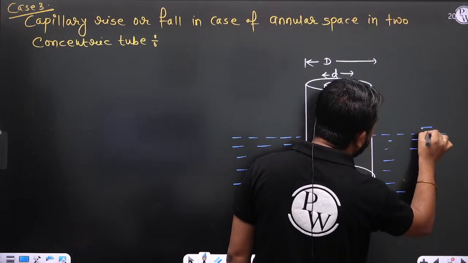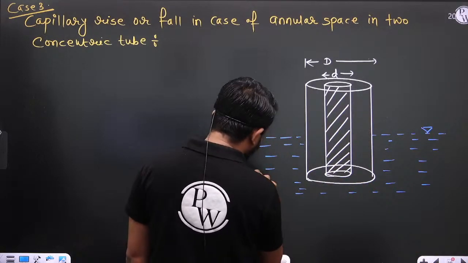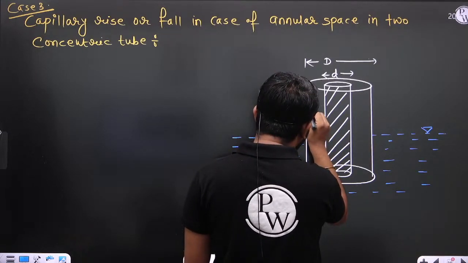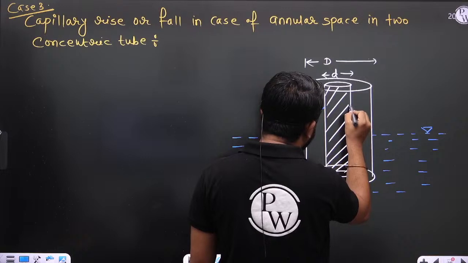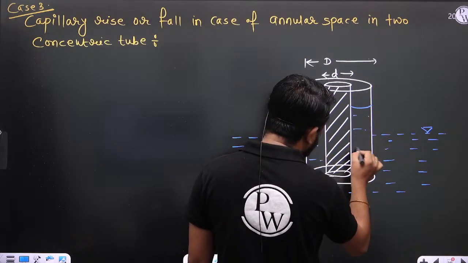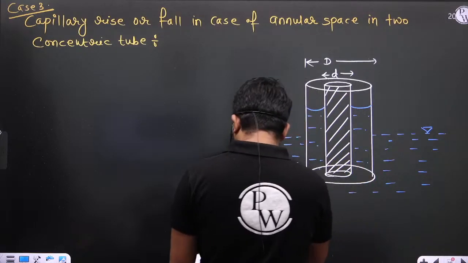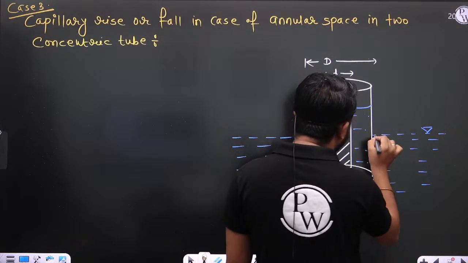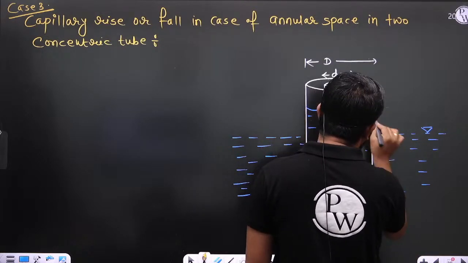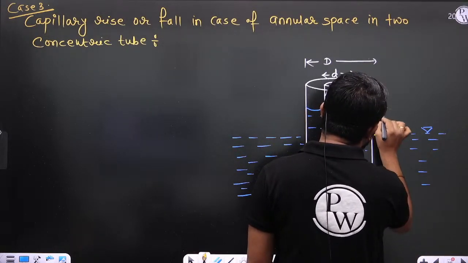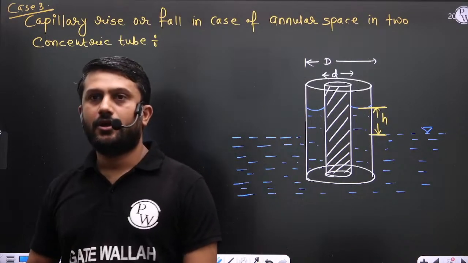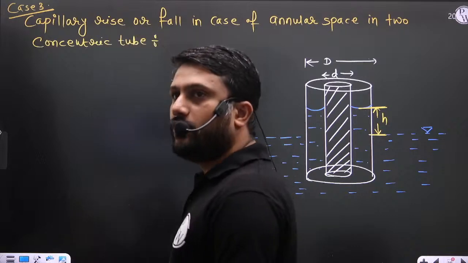This is the free surface of water, and let us consider that capillary rise occurs. Capillary rise occurs till this point. So this is the h. This is the capillary rise. h is the capillary rise. Now calculate h. What is the h?